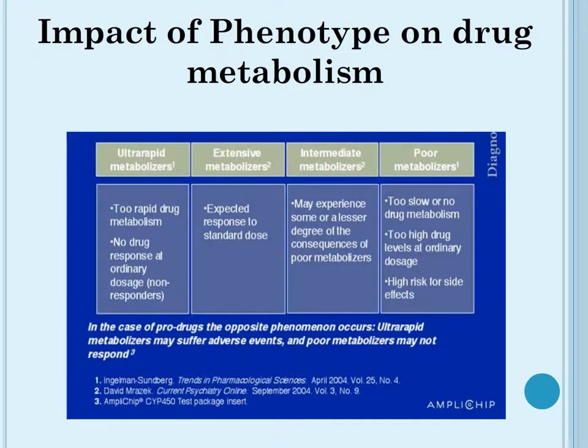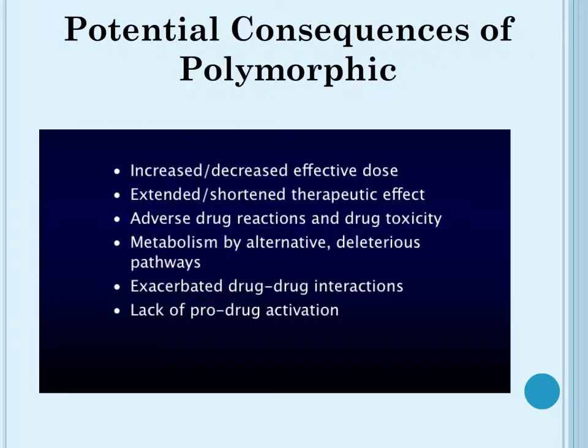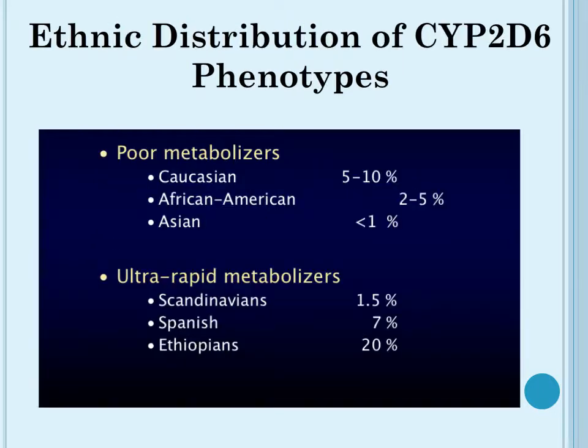There are different sets of metabolizers, and they fall under four different categories: ultra rapid, extensive, intermediate, and poor. Those that are ultra rapid may undergo treatment failure because they metabolize too fast, and those that are poor metabolizers basically will have a very high risk for side effects. As I said, you have genetic polymorphisms, which may affect the dose of the drug or cause adverse drug reactions and toxicity, and also exacerbated drug-drug interactions and possibility of pro-drug activation.